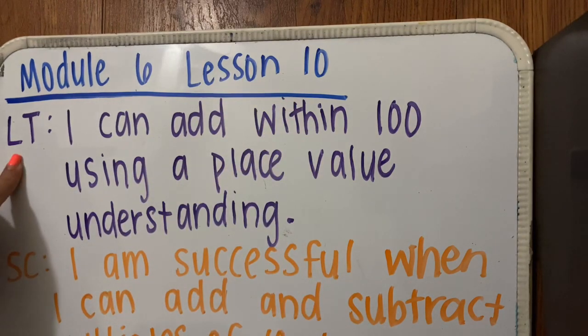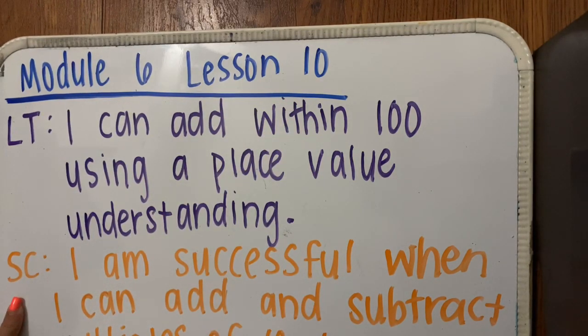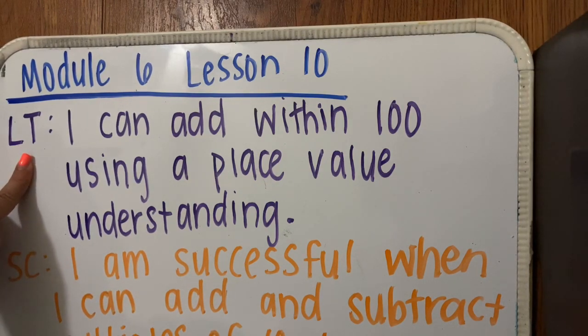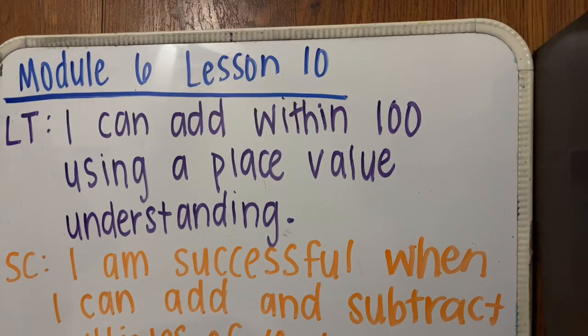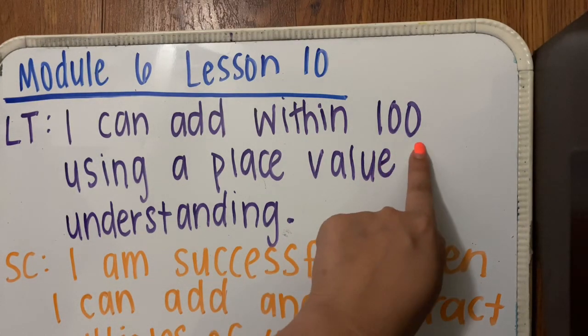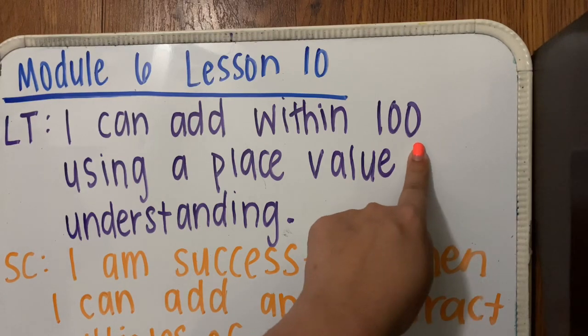I have our learning target and our success criteria here listed out for us today, so I'm going to go ahead and review that. So our learning target is I can add within 100 using a place value understanding. So we're going to be adding up to 100, so our total can be up to 100, nothing more than that.